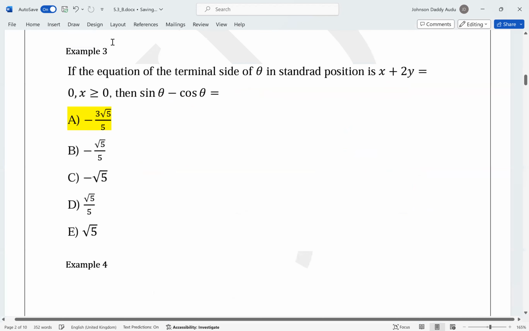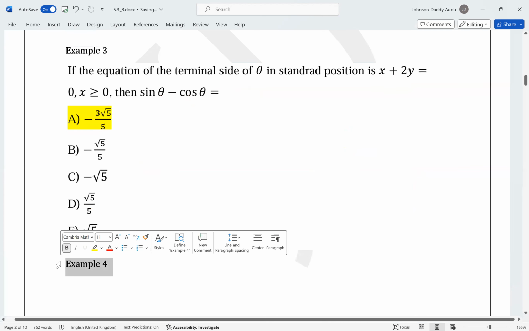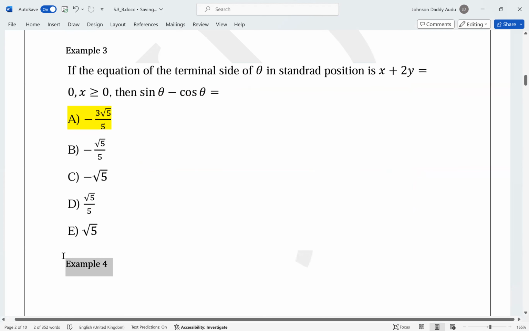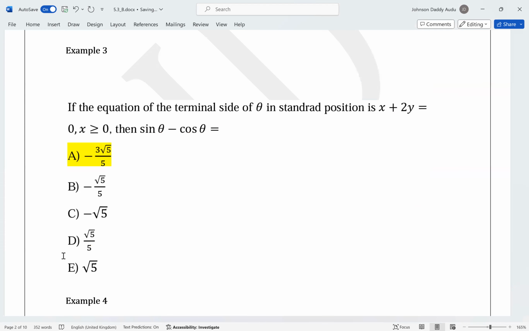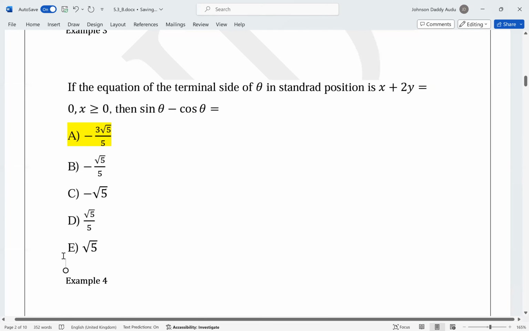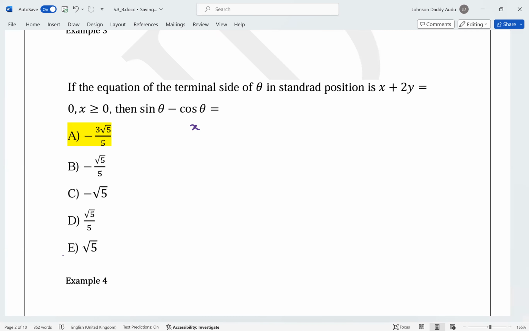Okay. Now, number 3. The third question is similar to what we just did. Here you have a line. What is that line? That line is x plus 2y equals 0. And also here we can say x is minus 2y, right? And y is going to be minus x over 2. You can have this one.